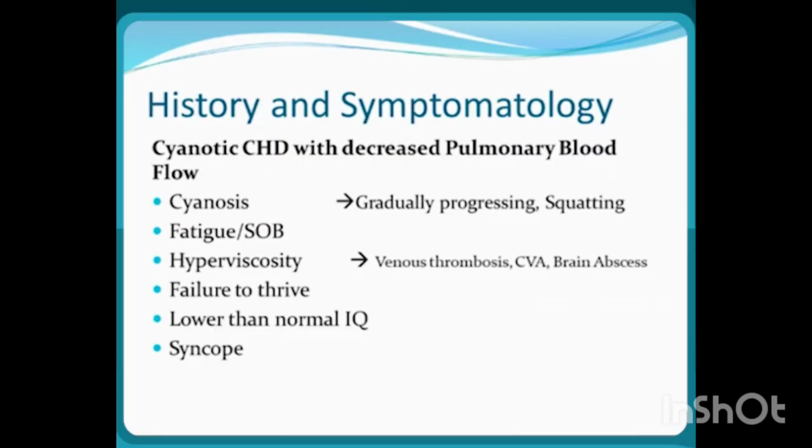These patients also have fatigue, then hyperviscosity related symptoms. Then these patients have failure to thrive. They have lower than normal IQ. That doesn't mean that the patient particularly has a lower IQ, but their scholastic development and scholastic performance is not as good as their counterparts. And you can also see improvement in these patients' scholastic performance after surgery, after you give them normal saturation. And syncope. These are the usual presentations of the patient with cyanotic CHD with decreased pulmonary blood flow.